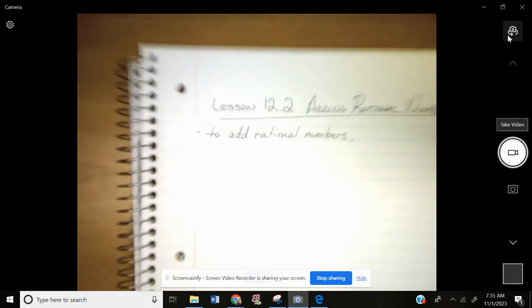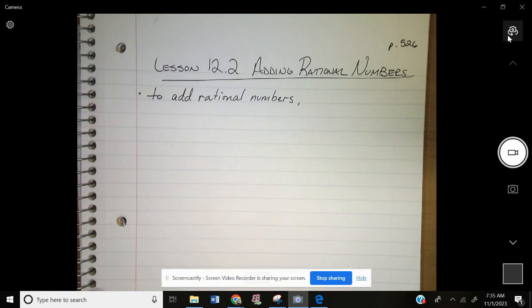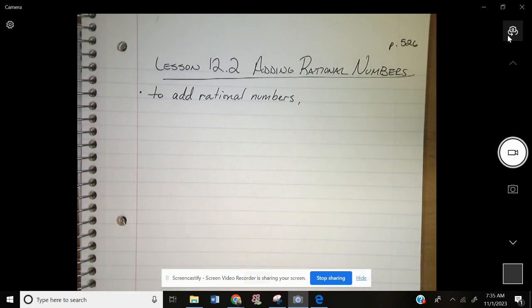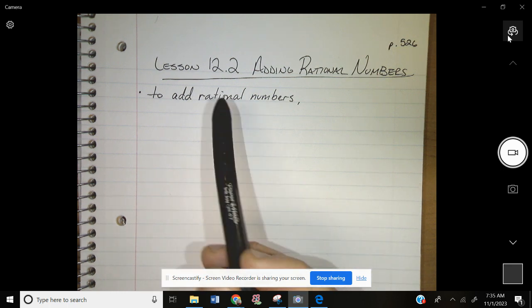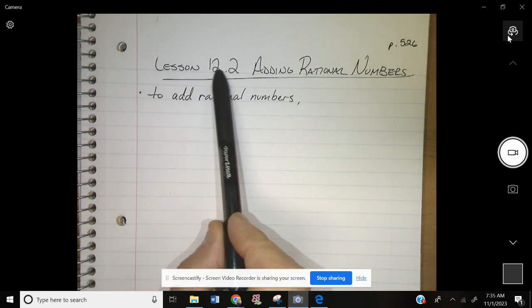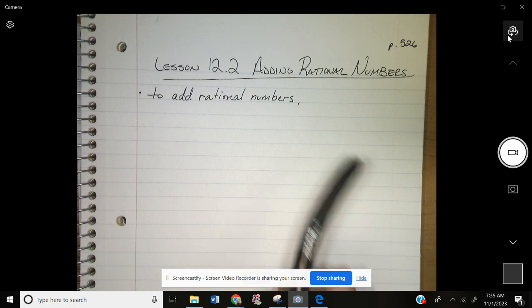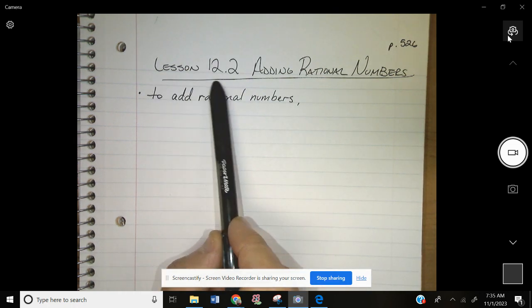I started my notes, and then I thought I want to give you time to write also. So this is on page 526. I need to slow down and let you guys write and let my brain work because it's early morning for me right now. That's not too early. It's 7:35.